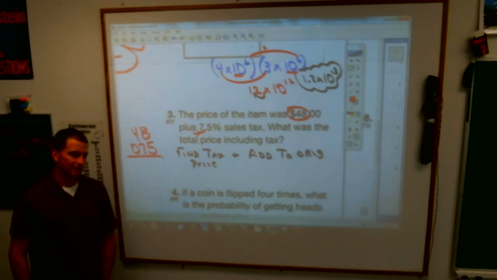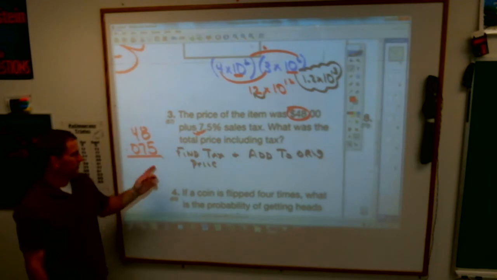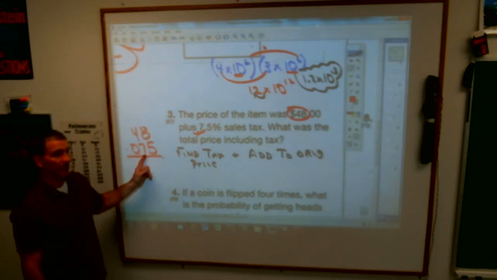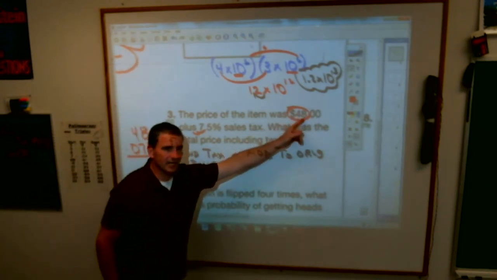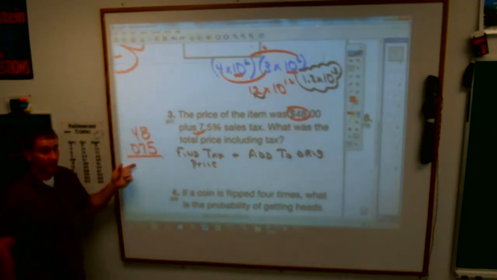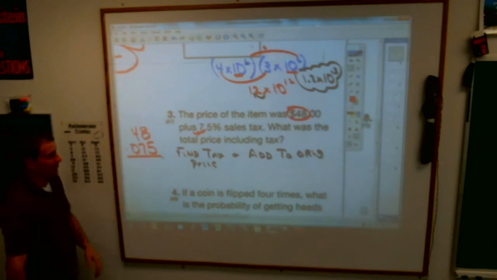By the way, going into this, you should have some idea how much tax you're going to pay. What's a realistic amount of tax on $48? If you end up with $4,800 in tax, does that make sense? No. 7% just means 7 out of $100 is going to be in tax. So if you're paying almost half of $100, your tax should be half of about $7, which is in the $3 to $4 range.